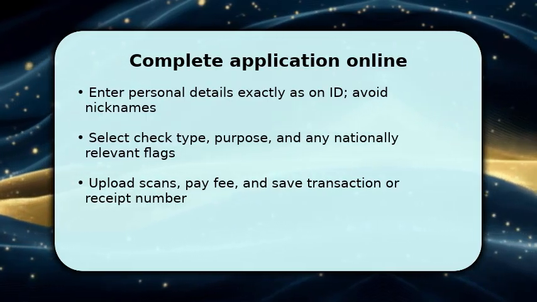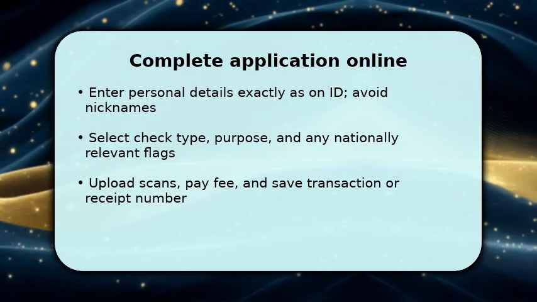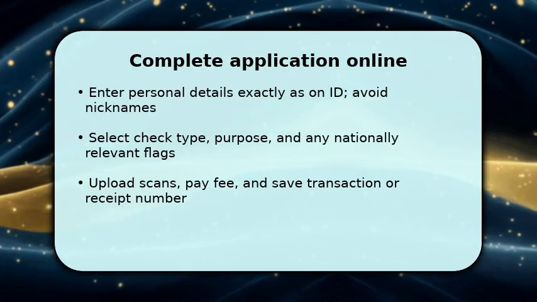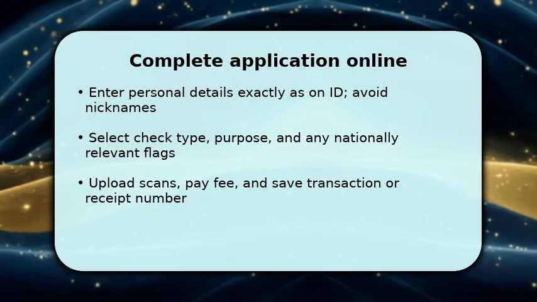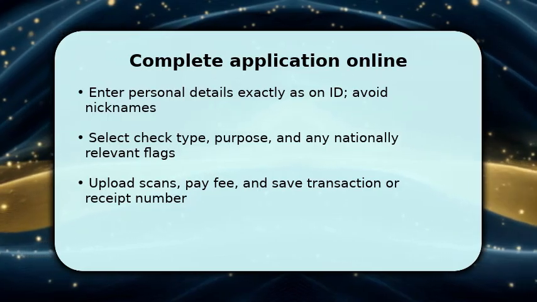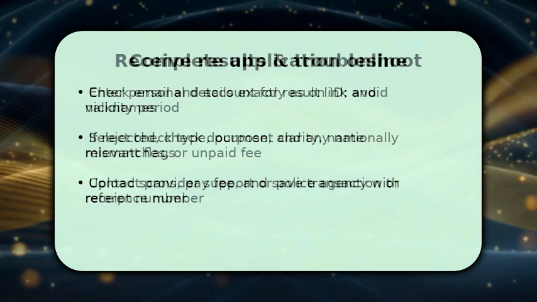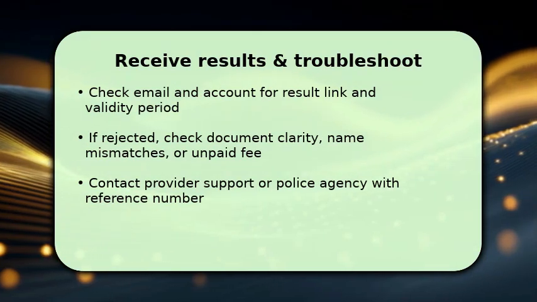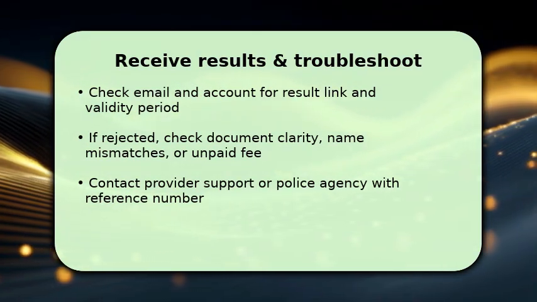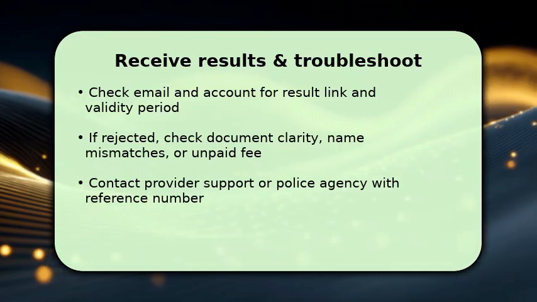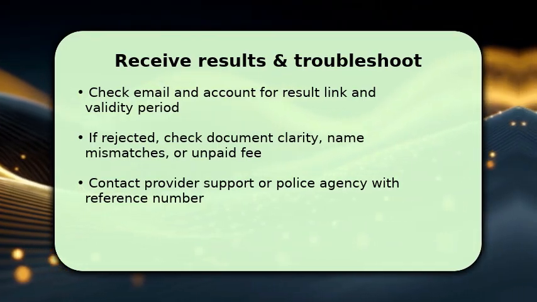Blurry uploads cause rejects. Then complete payment and note the reference number. Once submitted, watch for email confirmation and any required identity validation steps from the provider. You'll get your police check result by email or through your provider's portal. Download or print the certificate and check the validity period and listed findings.